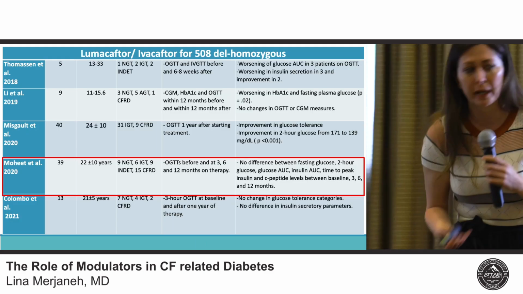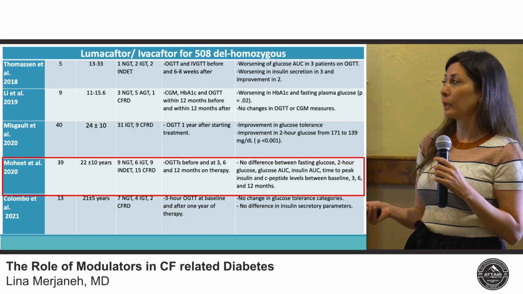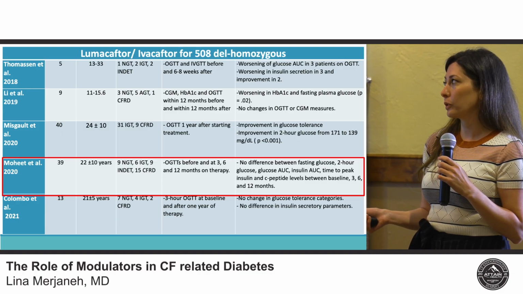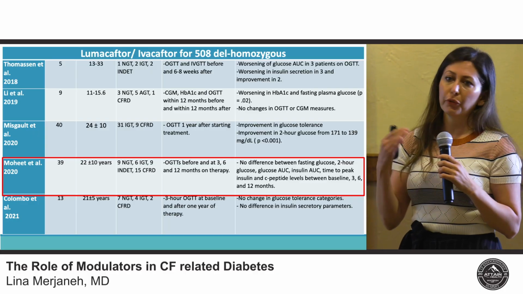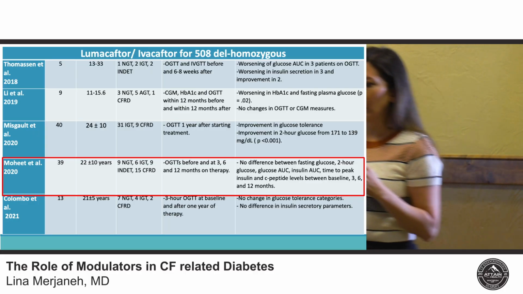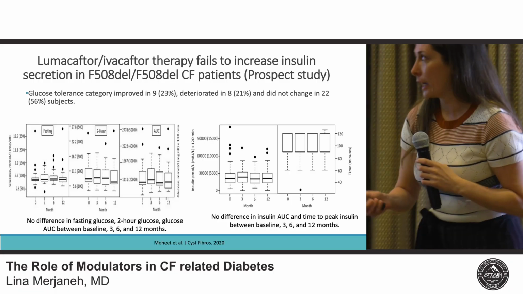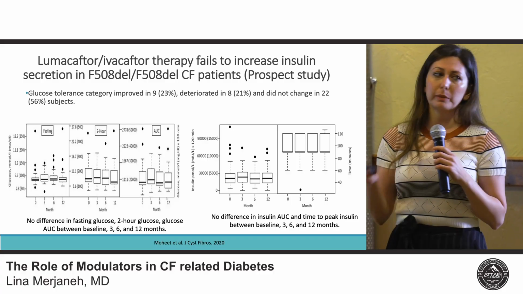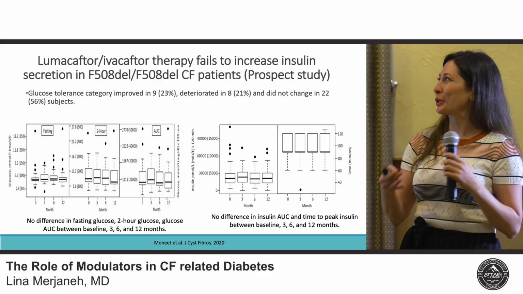The other study is by Amir Mohit in 2020, where he looked at 39 patients, mean age 22 years. They included patients with NGT, different glucose tolerance categories, and CFRD. It was more detailed, with OGTTs done before and at 3, 6, and 12 months on therapy. They basically found that glucose tolerance category was the same in 50% of the patients, improved in a quarter of the patients, and worsened in a quarter of the patients.